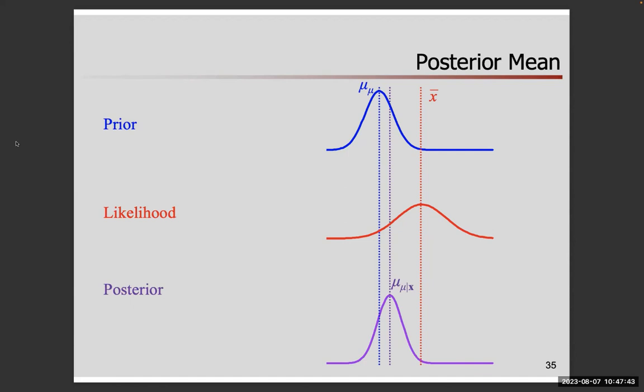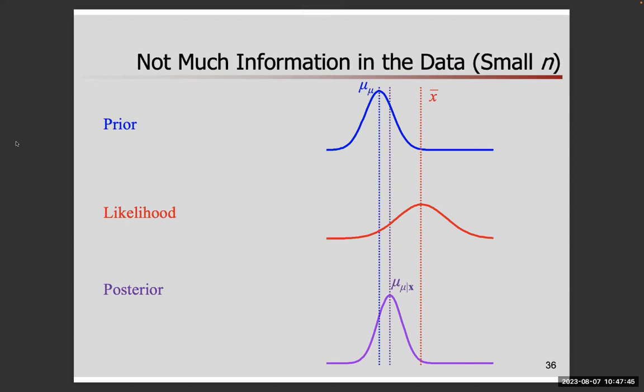Why is that? This is a situation where there's not that much information in the data. Maybe it's a small sample size. So as Bayes inference is a synthesis of these two sources, in this case, relatively speaking, there's more information in the prior, and less information coming from the data. So as a synthesis, the combination is a little bit more tugged towards the prior.